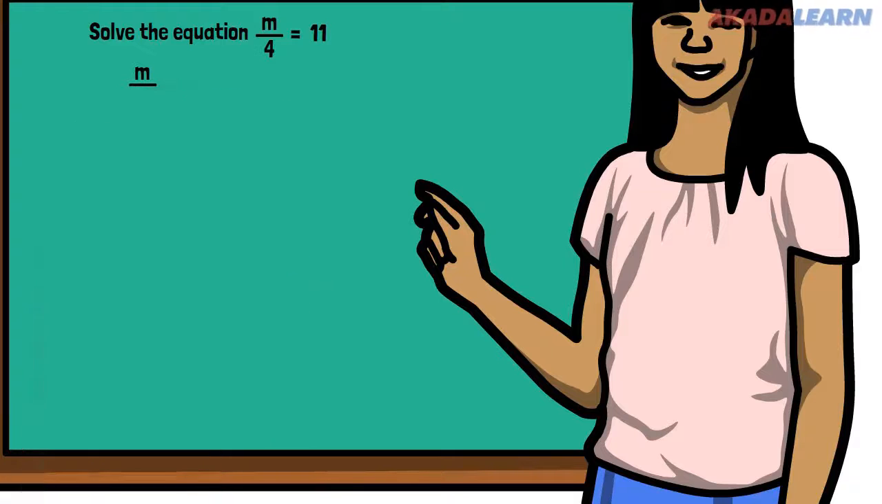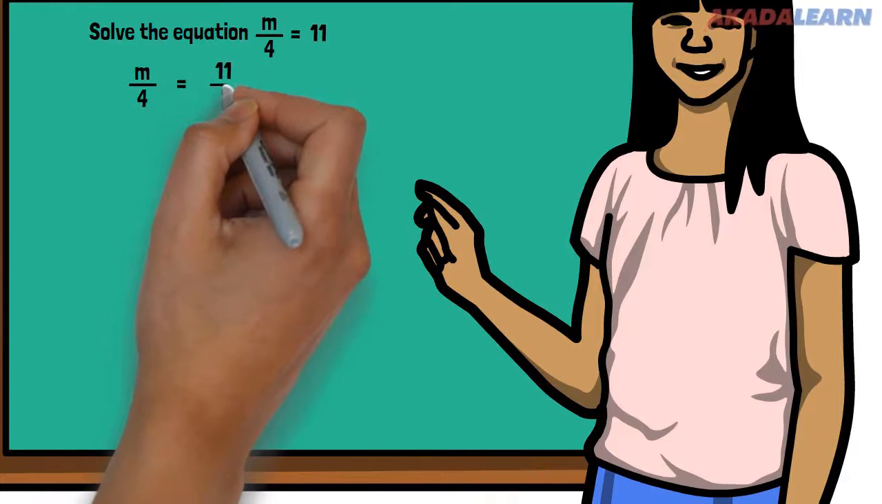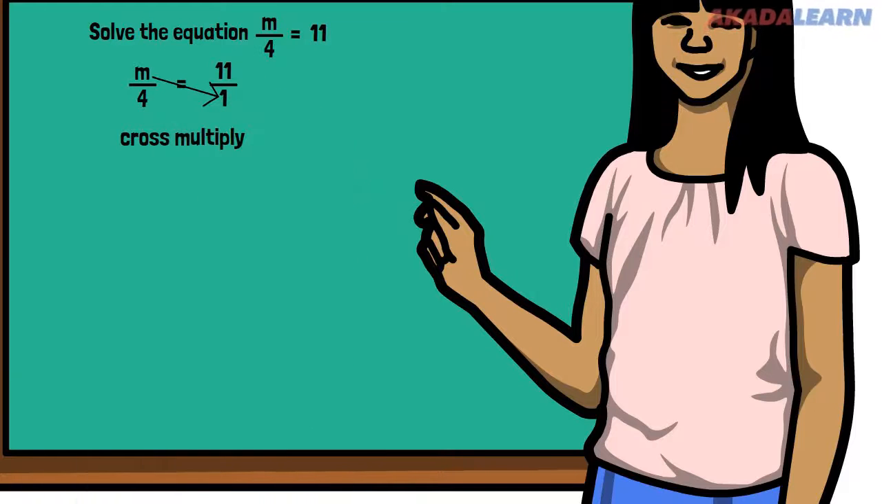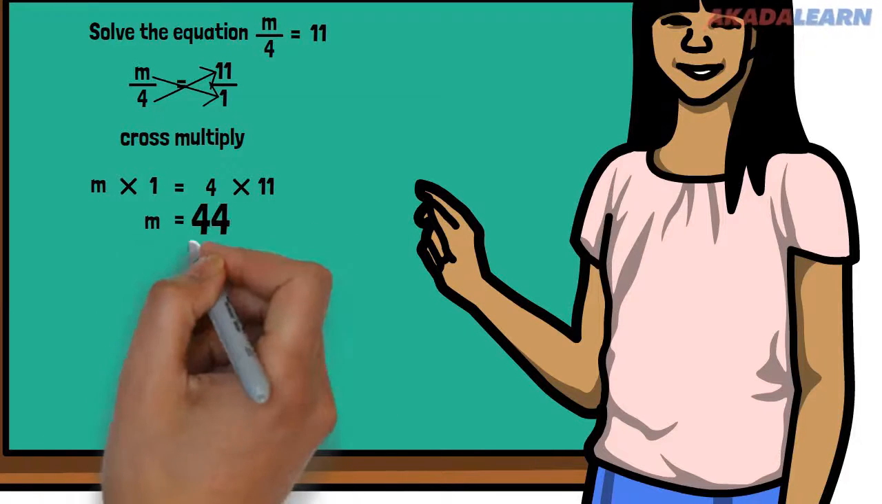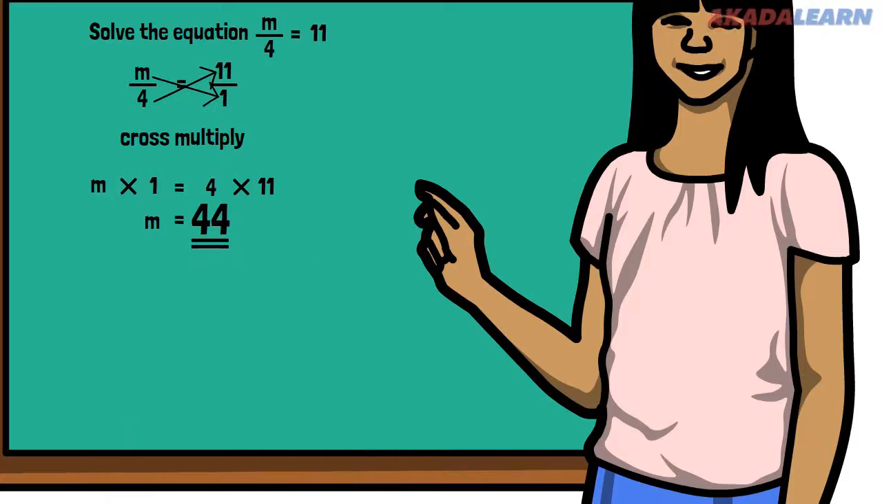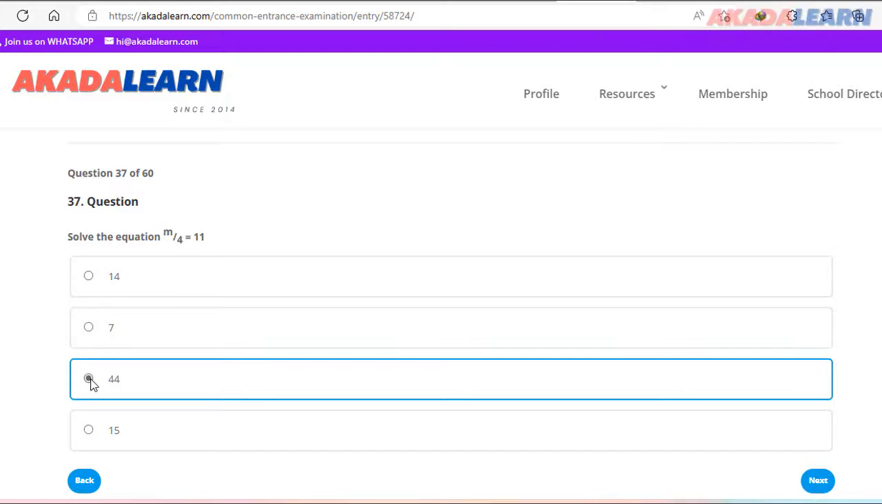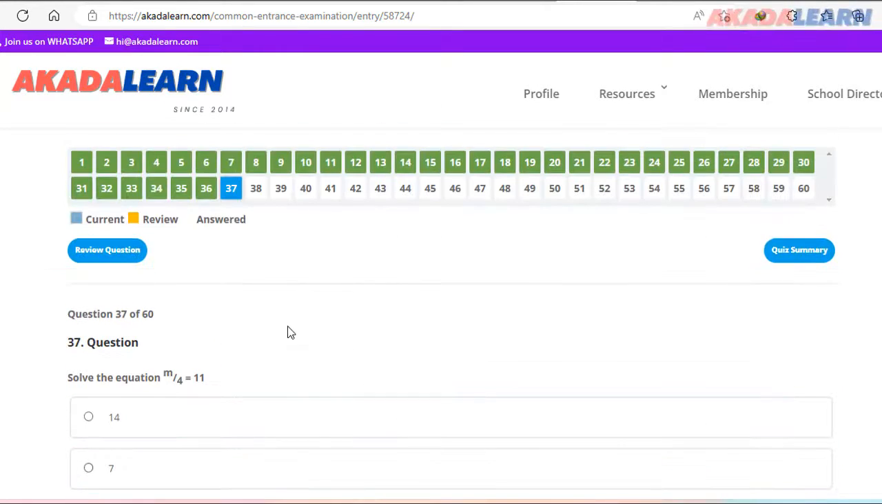So let's begin. m over 4 is equal to 11 over 1. Then we cross multiply. So m times 1 is equal to 4 times 11. So that's m is equal to 44, which is your final answer. So from our video we see m equals 44, which is our answer. So let's go to the next question, 38.